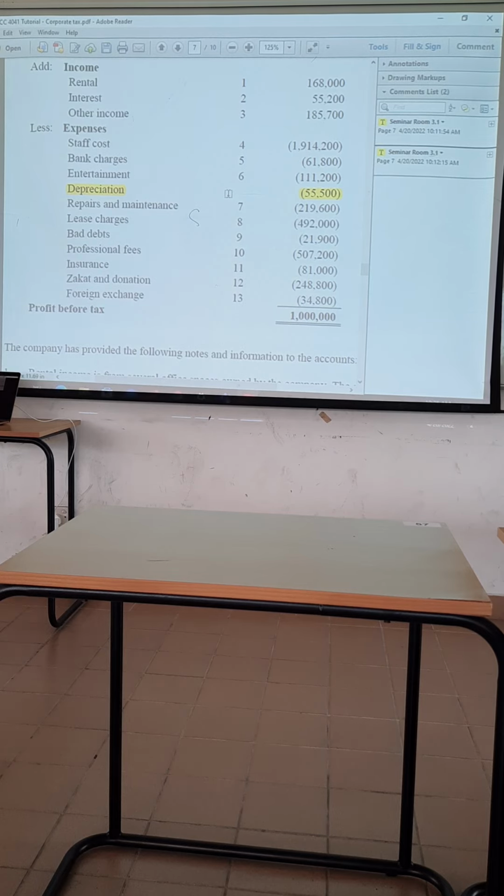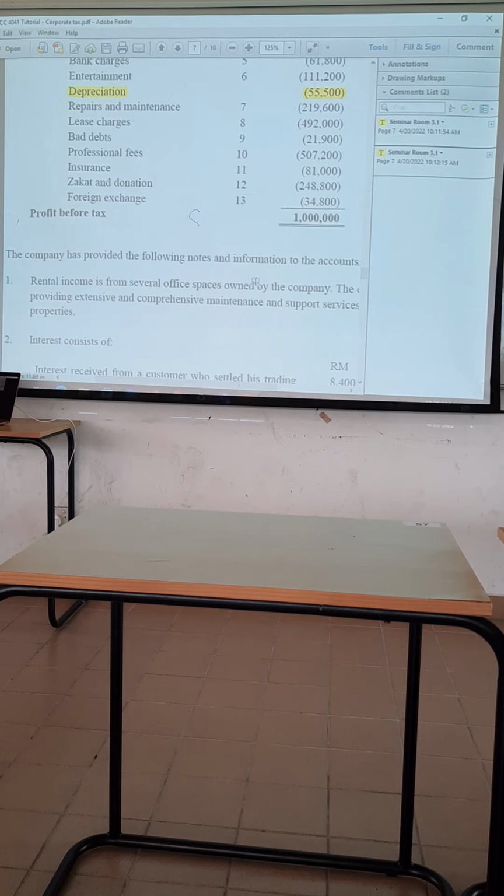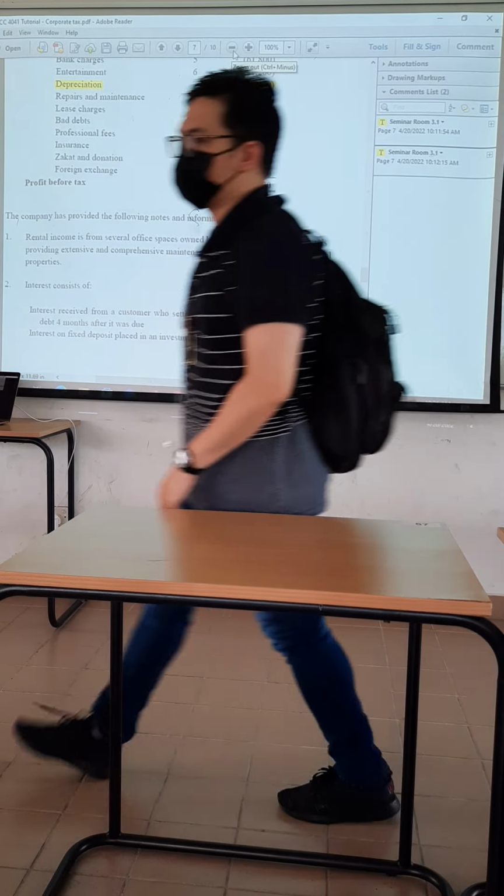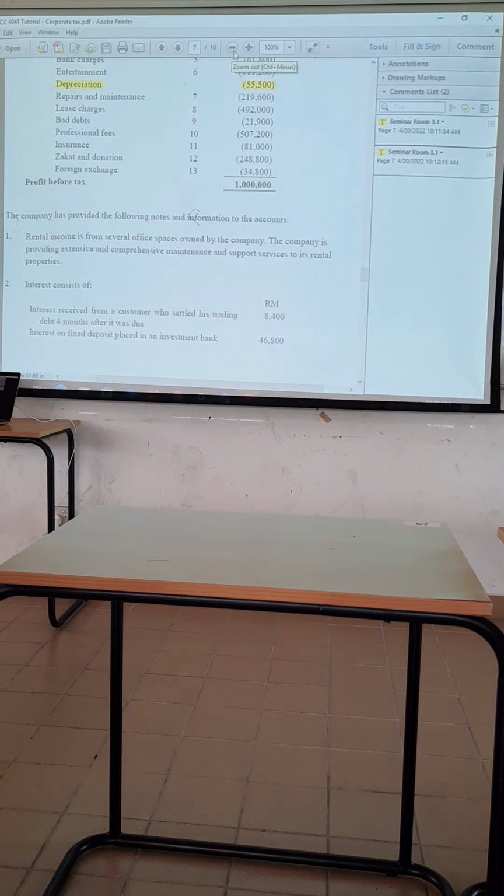Then only you go to the notes to the accounts. Note number 1, rental income. The company has provided the following notes and information to the accounts. Rental income is from several office spaces owned by the company. The company is providing extensive and comprehensive maintenance and support service to its rental properties.